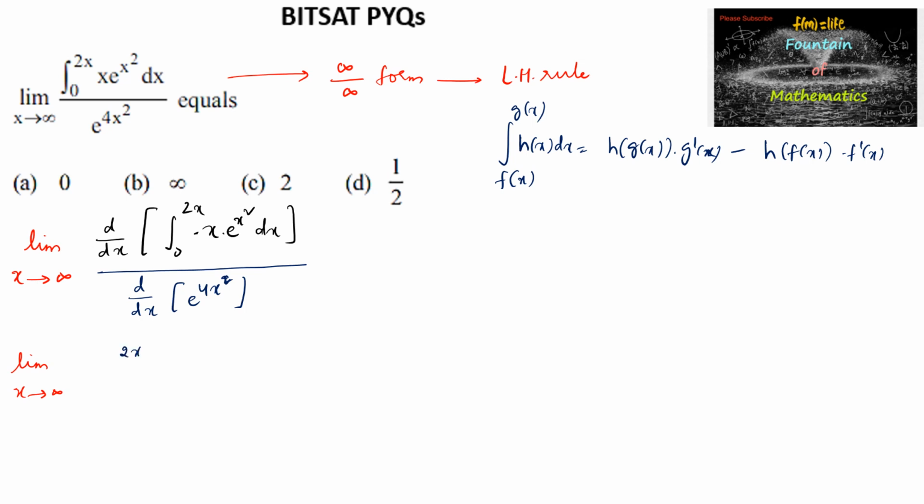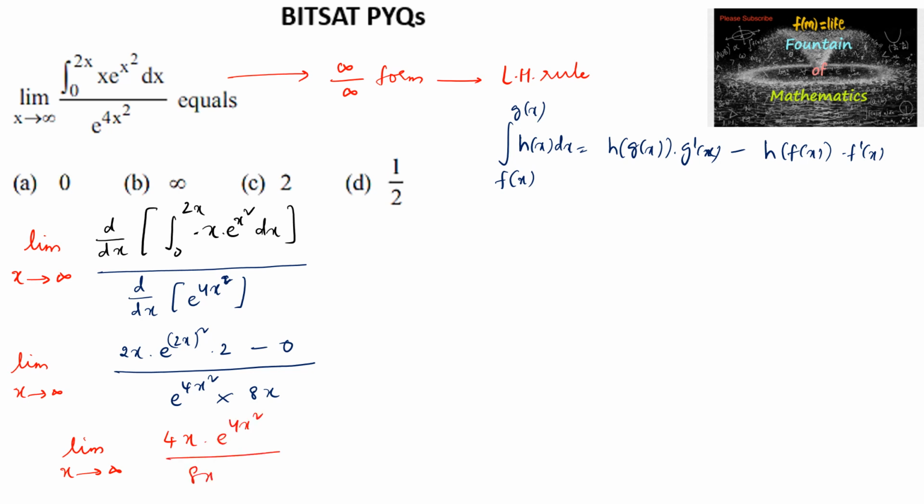We can write 2x·e^((2x)²) into the differentiation of 2x, which is 2, minus h of 0, that is 0, divided by the differentiation of e^(4x²), which is e^(4x²) into the differentiation of 4x², that is 8x. So we can write the limit as x tends to infinity of 2·2x·e^(4x²) divided by 8x·e^(4x²). We can cancel e^(4x²), x and 4 two times.